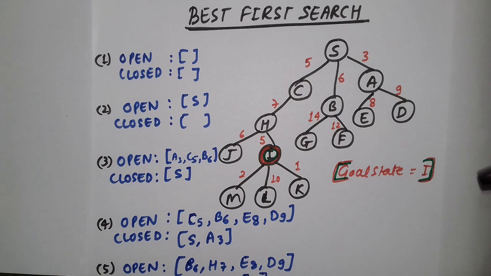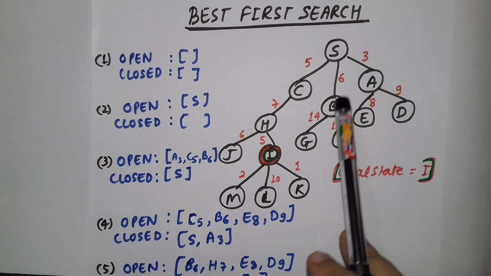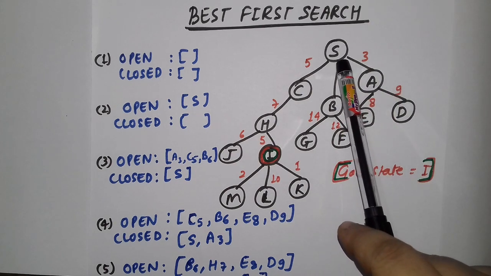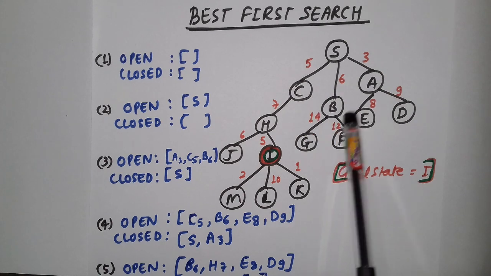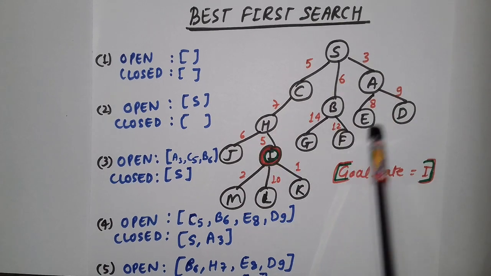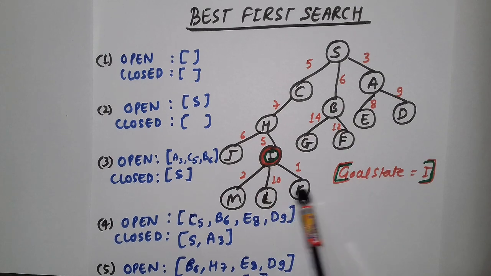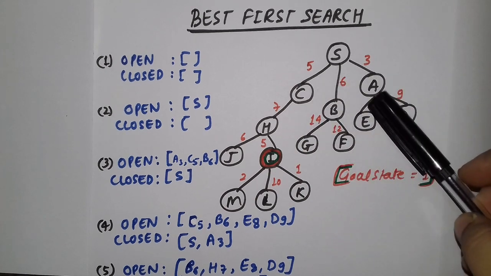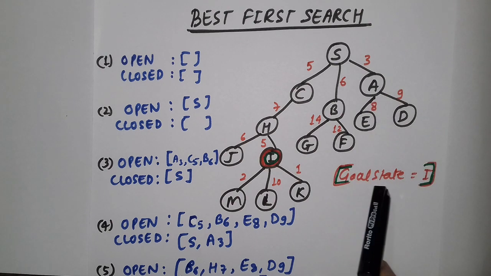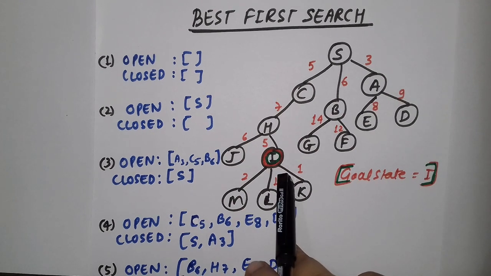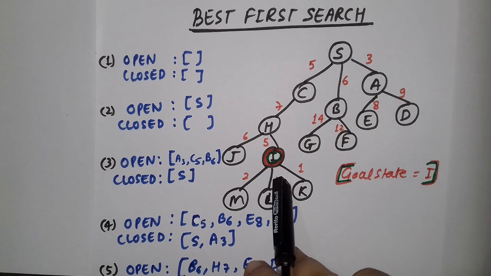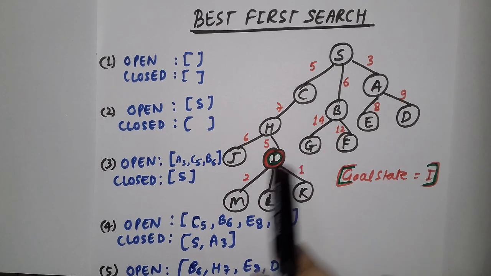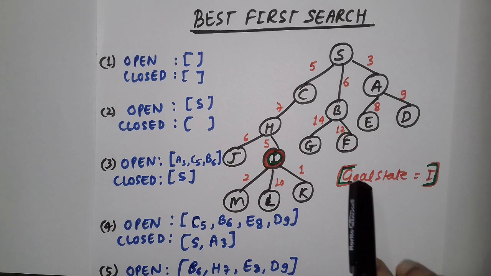So now let's start. We have a tree here. This is node S, then C, B, A, H, G, F, E, D, J, I, M, L, K. As it is a searching algorithm, we have to search for some node or vertex. These are called the vertices or the nodes. Here the goal state or the goal node is I. That is, we have to reach I using the best first search algorithm.